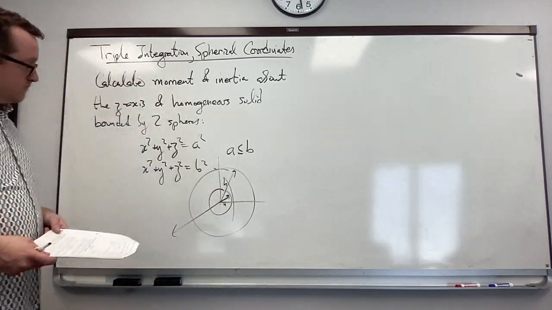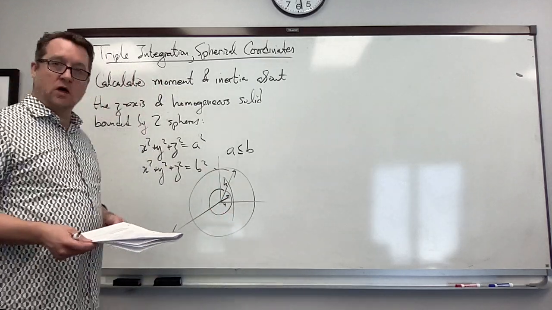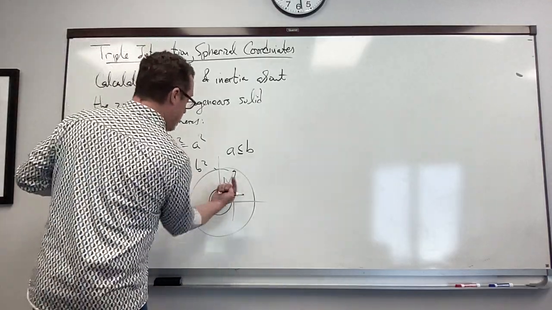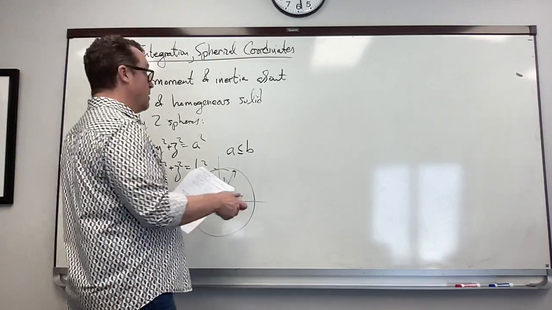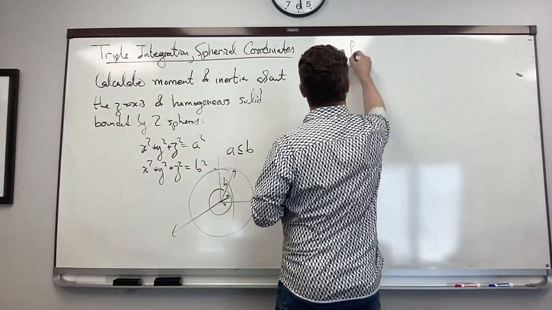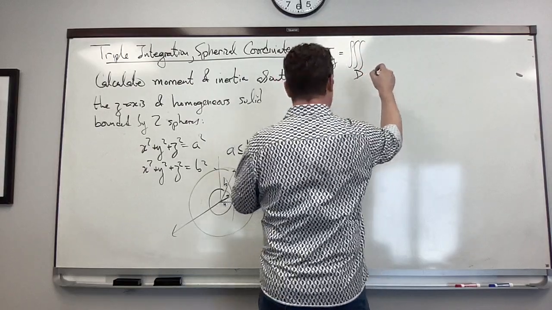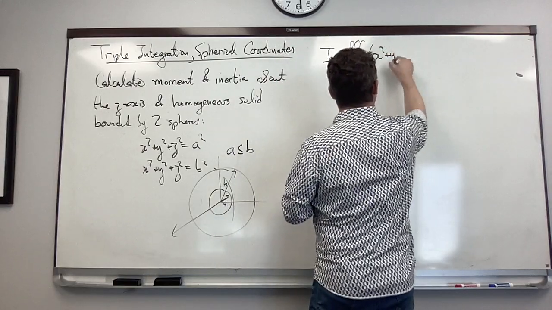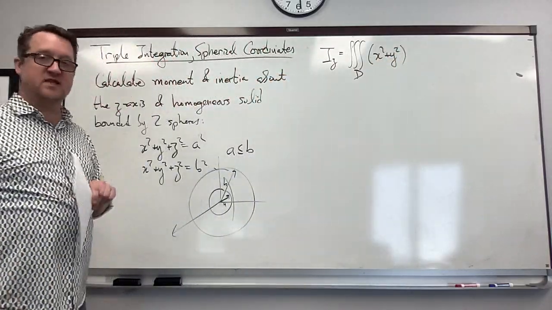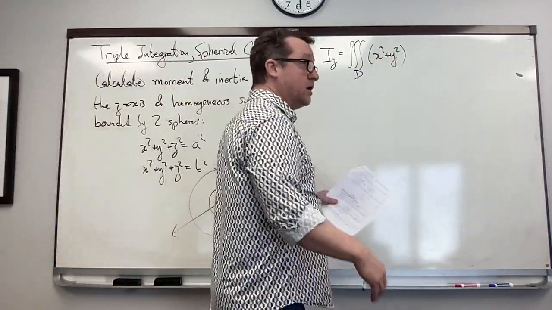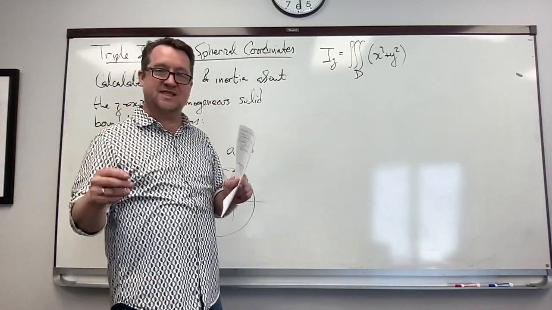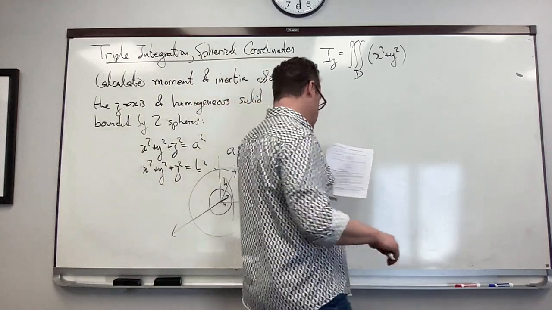Okay. So, thick-walled hollow sphere, and we want to calculate its moment of inertia for rotation about the z-axis. Just to remind ourselves, the moment of inertia about z is going to be this triple integral of the distance that a mass element would be away from the z-axis, which is x squared plus y squared. So you want the distance away from the z-axis squared. That's what the moment of inertia is, because it's the second moment of the mass distribution.